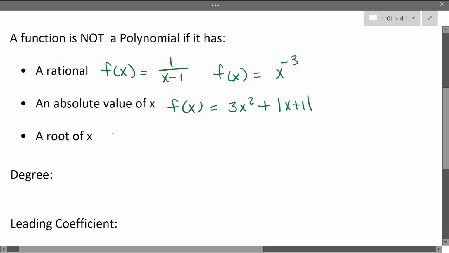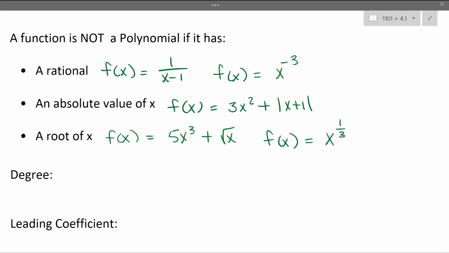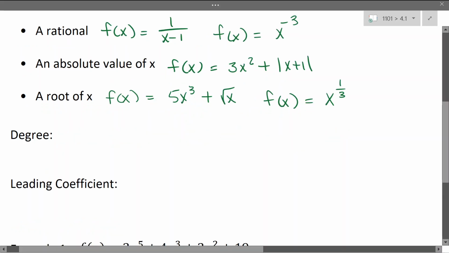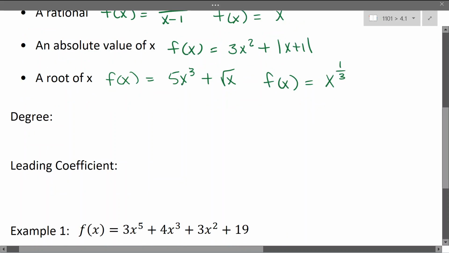So you could have something that looks like f of x equals 5x to the third plus square root of x. That's not a polynomial. Or it could look like a fractional exponent, like f of x equals x to the 1/3. If you see any of these things, your function's not a polynomial. So therefore, we can't talk about the degree and the leading coefficient of it.